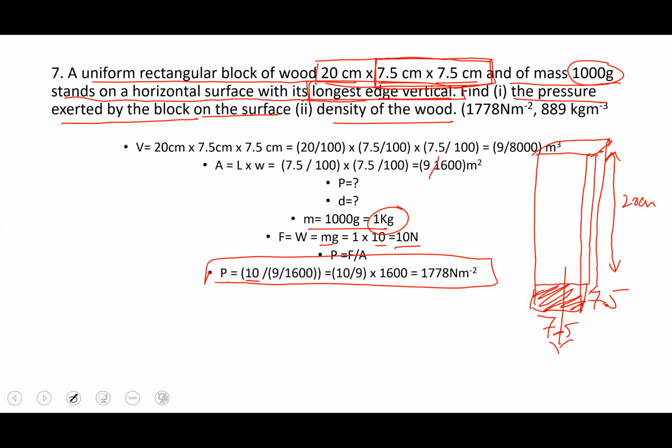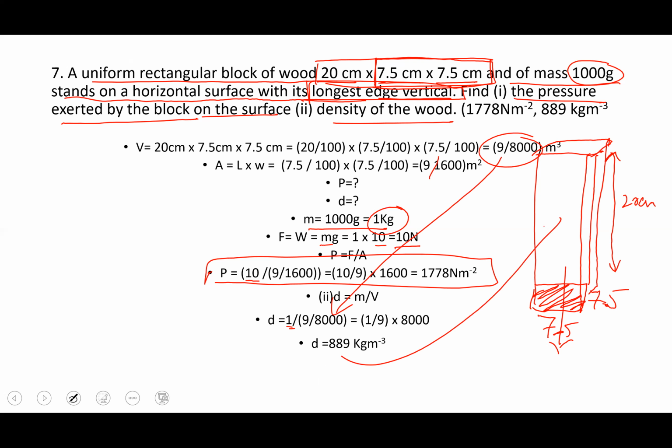Now for the density part. So the second part is for density. Density is mass per unit volume. We have the mass which is 1 kilogram divided by the volume, which is 9 divided by 8000, or we can rewrite it as 1 divided by 9, so multiply by 8000. So our answer is density is equal to 889 kilogram per meter cube. This is the density of this wooden block.